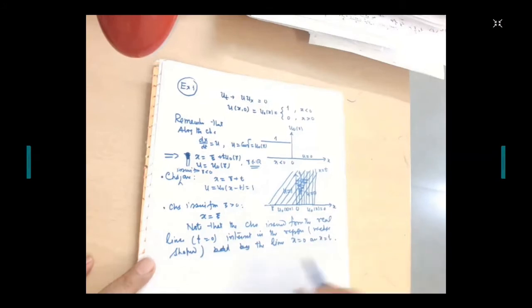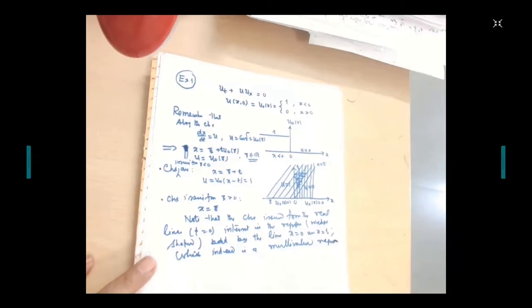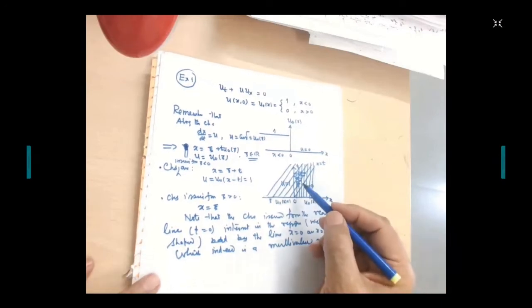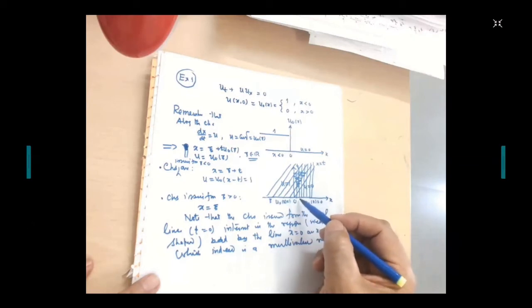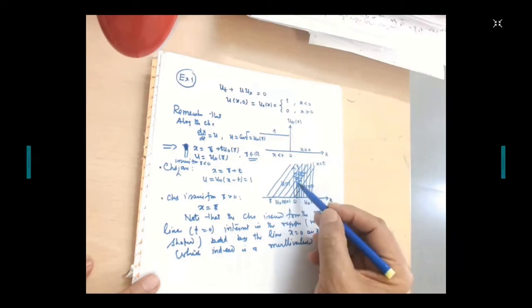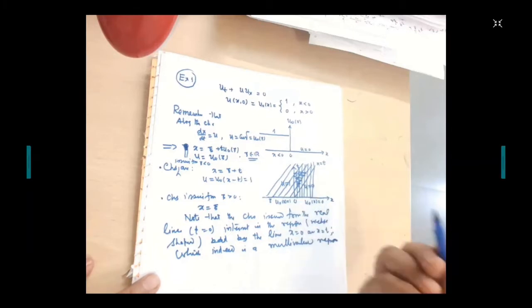And so, which indeed is a multi-valued region. Why do I call it a multi-valued region? Hello, who will tell me? Because when the characteristics intersect, this characteristic will take the value 1, this characteristic will take the value 0, and at the point of intersection, the value of u ceases to be single valued. Is that right? It is multi-valued. So it's a multi-valued region.